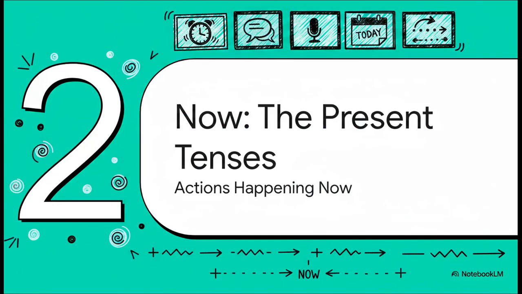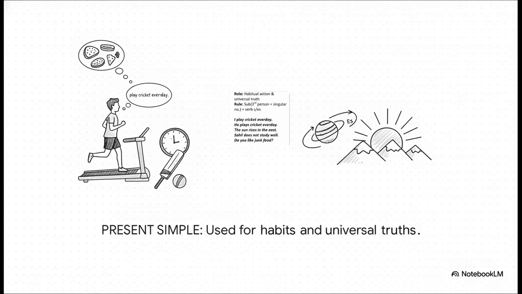All right, let's see this map in action. We're going to start at the very top with that first row, the 4 ways we talk about things happening right now in the present. First up, we've got present simple. This is your go-to for things that are just generally true or for stuff that happens over and over again. Think about your habits, like I play cricket every day, or just facts about the world, like the sun rises in the east. It's simple because it's just stating a fact or routine.